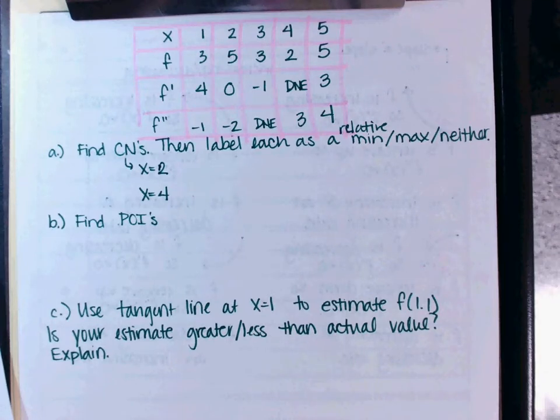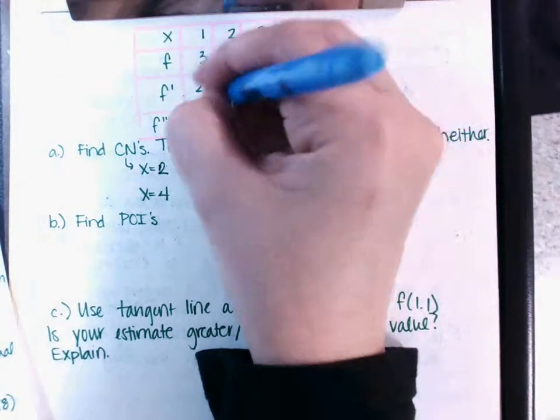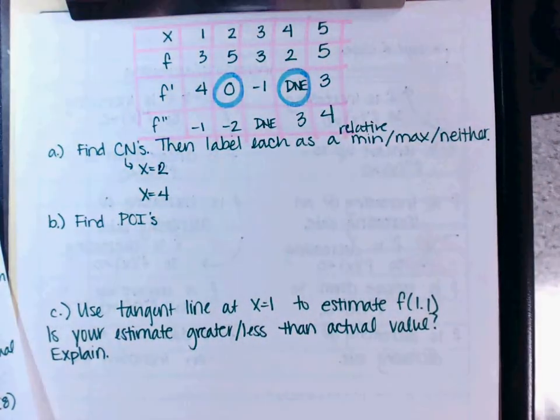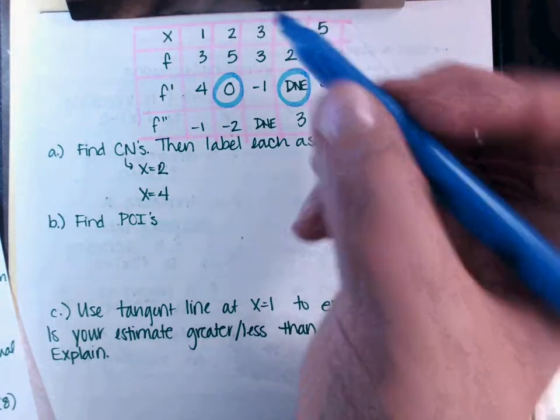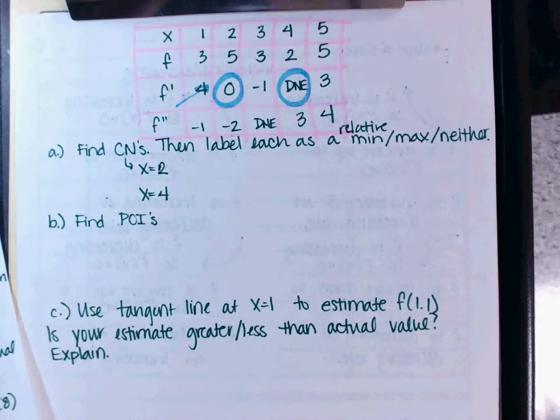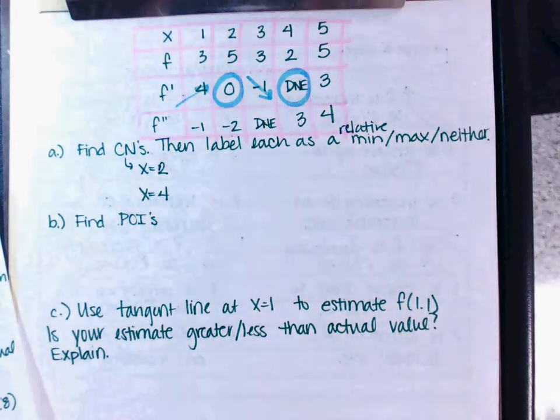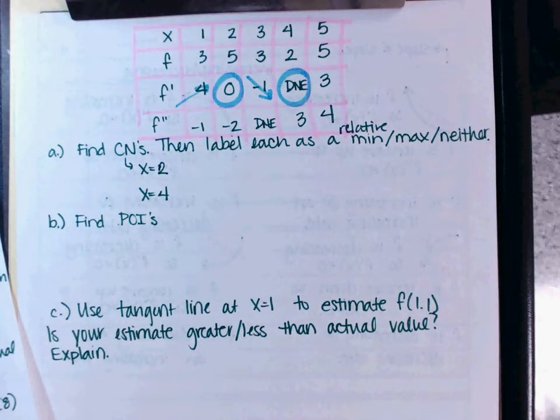Now it says to label each one as a min, a max, or neither. In my chart, circle your 0 and your DNE. These are my critical numbers. Before the 0 point, what was the sign of f prime? It was positive. After 0, what was the sign of f prime? Negative. What happens then at x equals 2? It was a max. Very good.